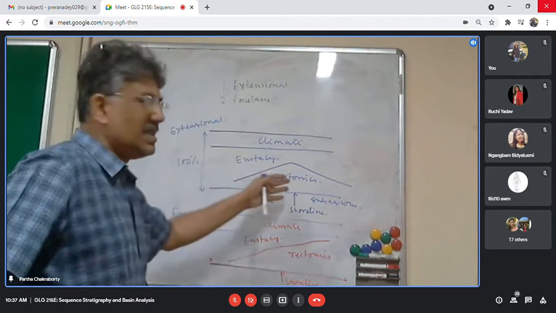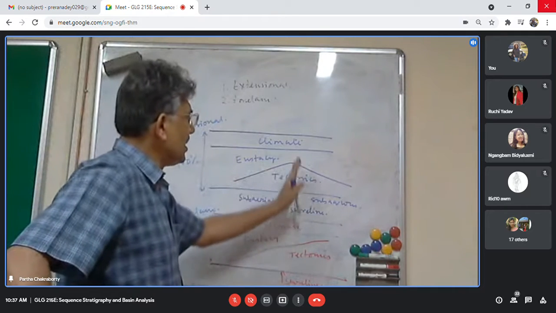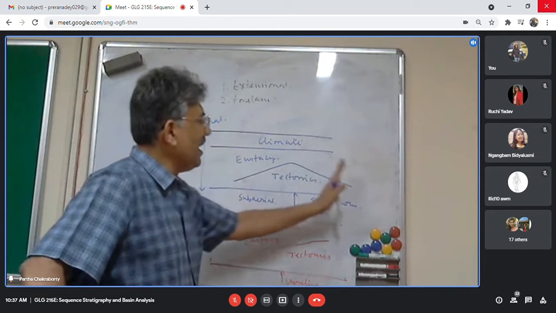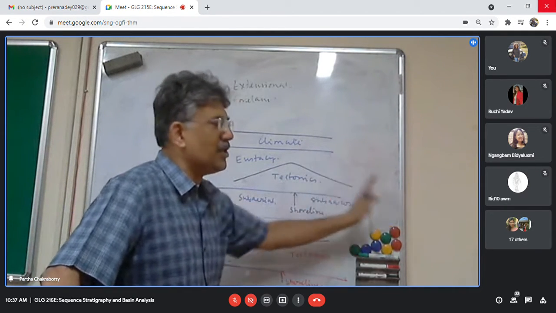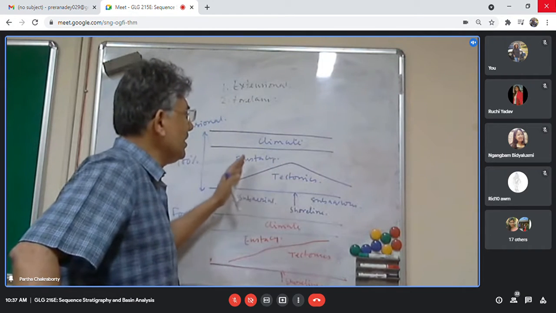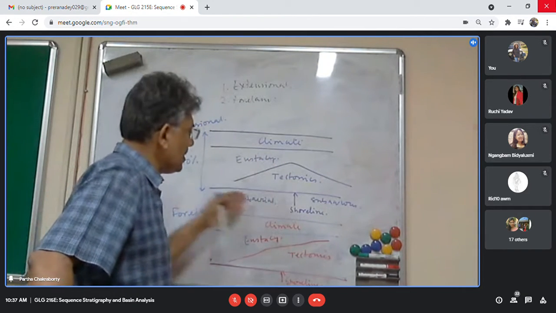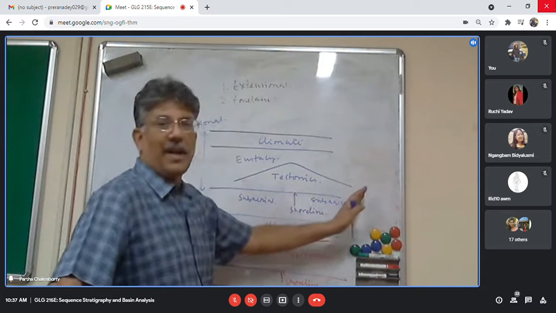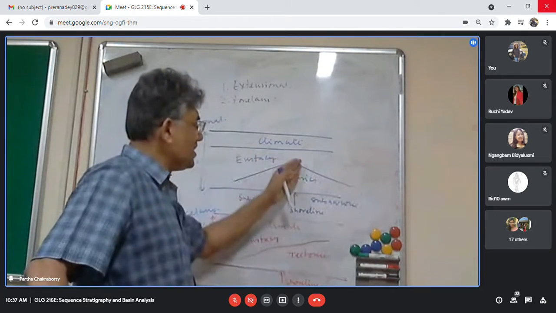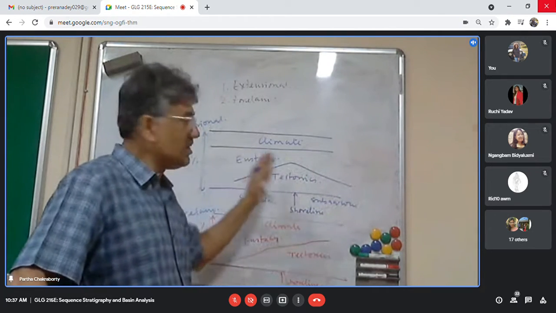In case of an extensional setting, this is the shoreline. So you have an increase in accommodation on the basinal side and an increase in accommodation on the subaerial side. So this is the subaerial accommodation, this is the subaqueous accommodation, and it is basically increasing on both sides.